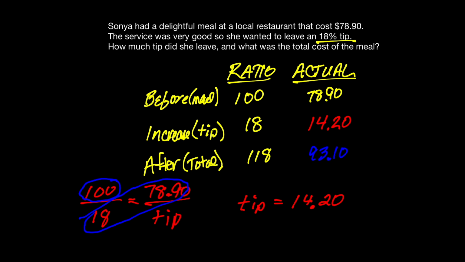$93.10. So that answers the total cost of the meal question, and the tip part, the 18% tip, I'll color match it, was in red. So that's the second example. So I'll show you one more quick example when we actually have a decrease instead of an increase.